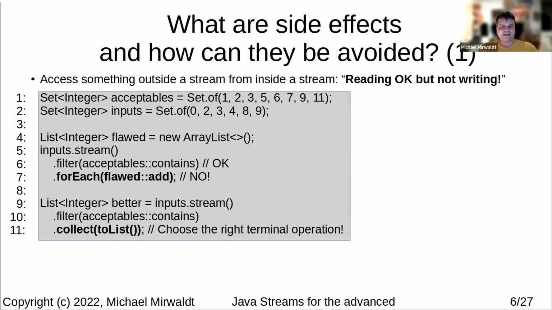In line 7, you see here the forEach, and here you directly change a list. And that's silly for 2 reasons. First, you somehow abuse that forEach for a side effect to introduce it. And second, it's not necessary, because there is a good way to do that with the collect toList.